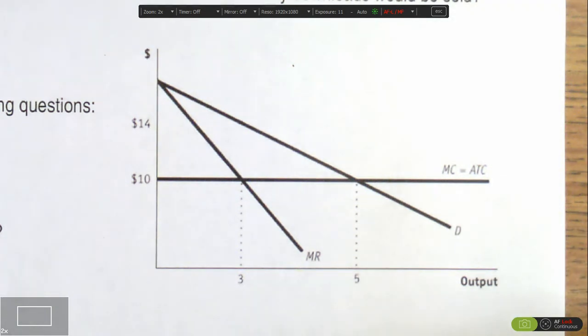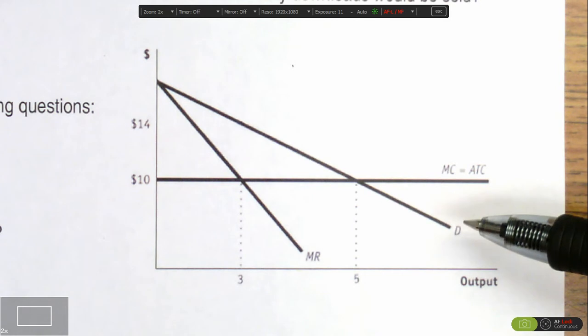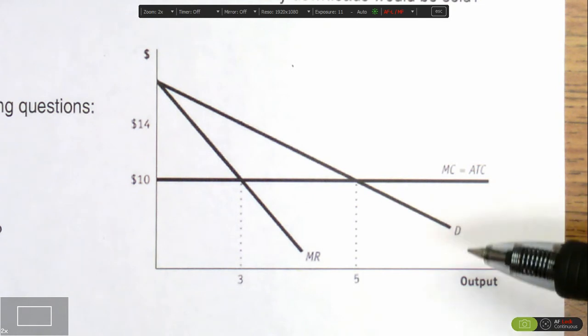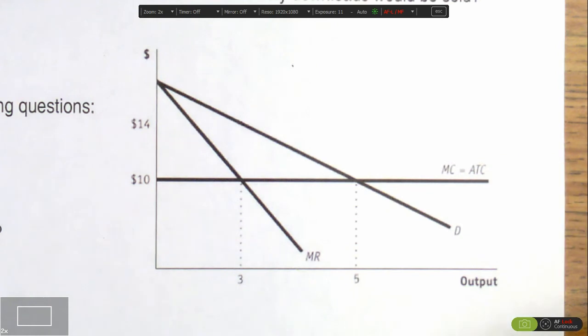Okay, this question is asking us to identify a number of different things about the monopoly that is depicted in the graph. One thing to keep in mind with this graph is that we don't always see marginal cost equaling average total cost in a monopoly. This is just a simplification to help with graphing.